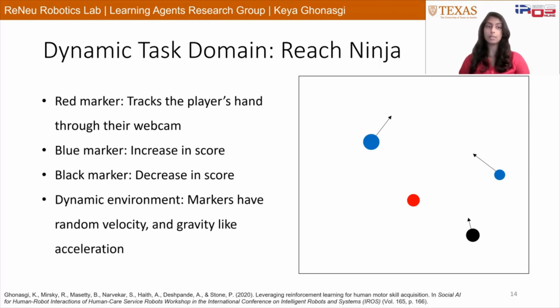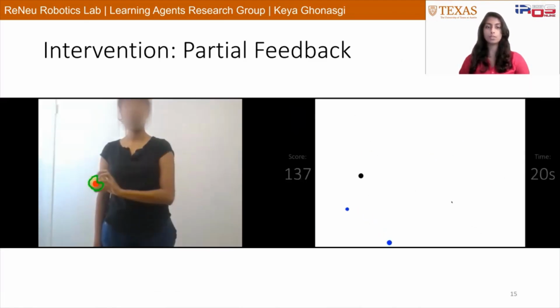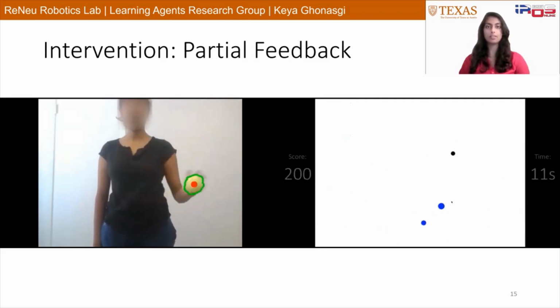Pilot studies showed that a baseline version of this game was not sufficiently challenging, and we further introduced the following two interventions to increase difficulty. The display of the red cursor tracking the learner's hand was turned on for 1 second and off for 1 second. This is called partial feedback. We expect that this interaction would encourage learning of the relationship between the hand movement and the cursor on screen.